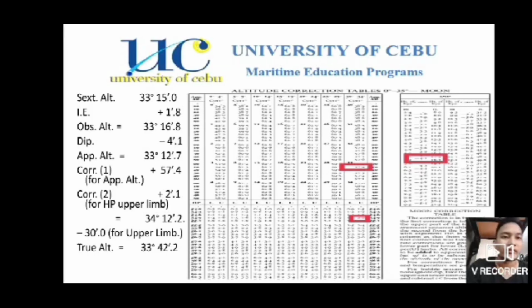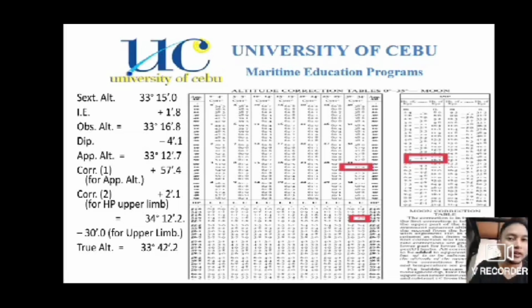For the next correction, we get the apparent altitude. So 32 degrees. Here at the right side, 30, 31, 32, 33, that's 32 degrees. And for 12 minutes, it is between 10 and 20, so it's 57.4. For the next correction, it's the lower part since it is 33 degrees. Our HP is 54.9 and the same as the apparent altitude, so it's plus 2.1. So the sum would be 34 degrees 12.2 minutes.